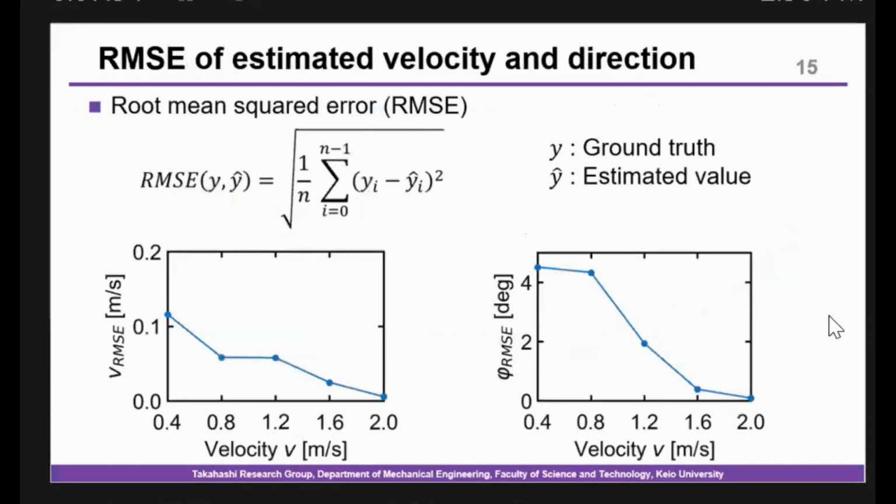We evaluated the accuracy of the regression model using root mean squared error, RMSE. The RMSE is an evaluation metric for the error between the estimated value and ground truth, as represented by this formula. These graphs show velocity RMSE and direction RMSE compared to ground truth velocity. We can confirm that sufficient accuracy is obtained.